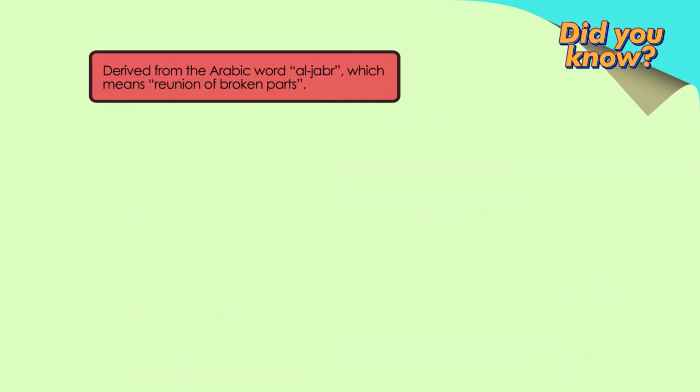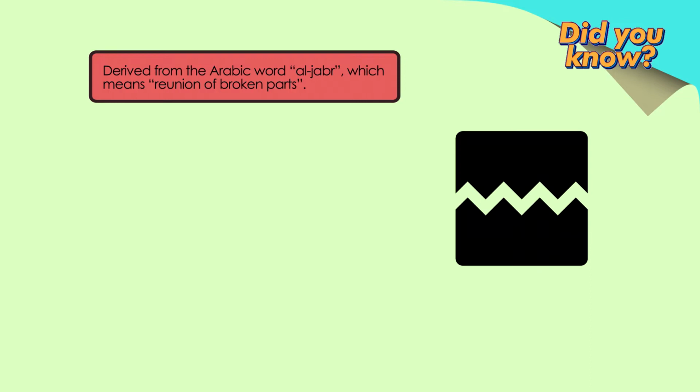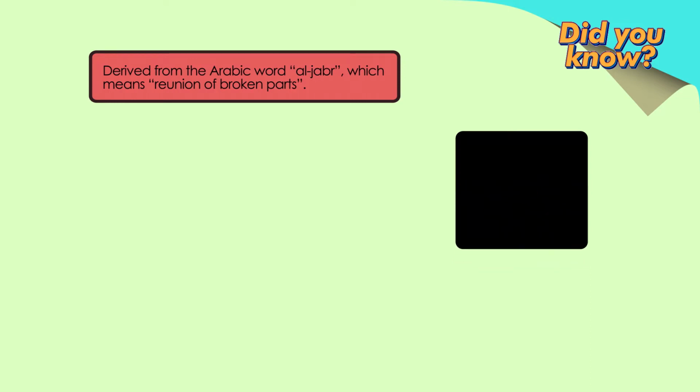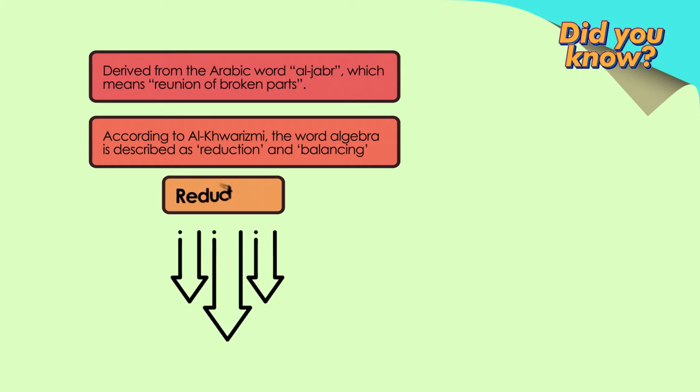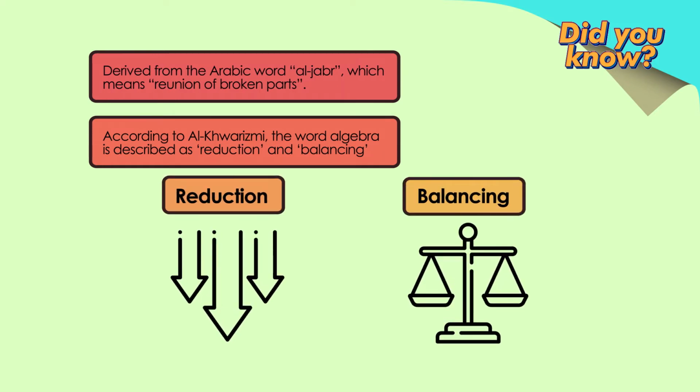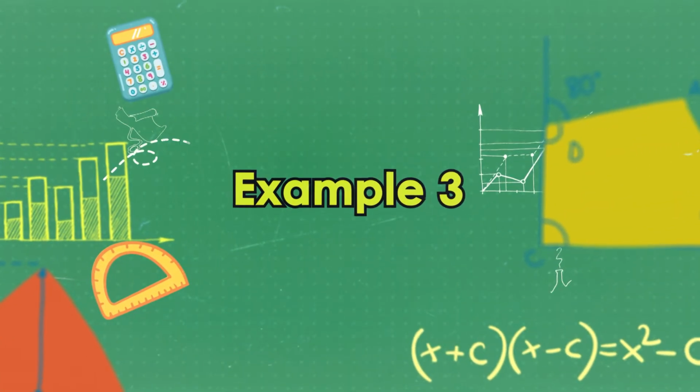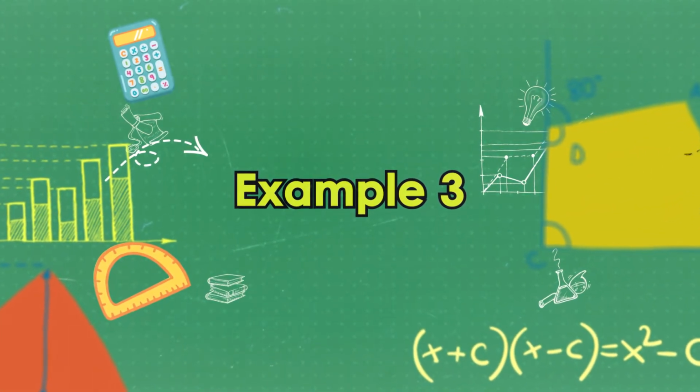Algebra is derived from the Arabic word Algebra, which means reunion of broken parts. According to Al-Khwarizmi, the word algebra is described as reduction and balancing of subtracted terms, that is a transposition to other sides of the equation. Let's try this example for better understanding.